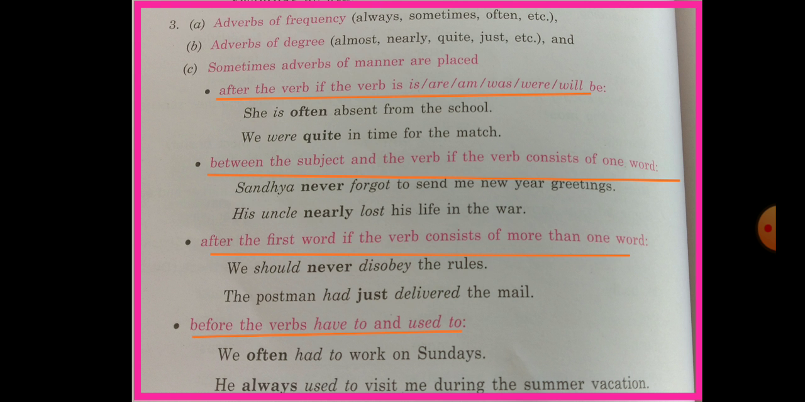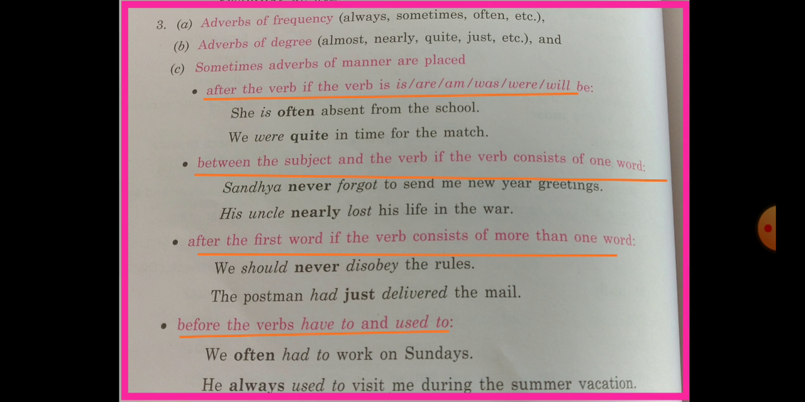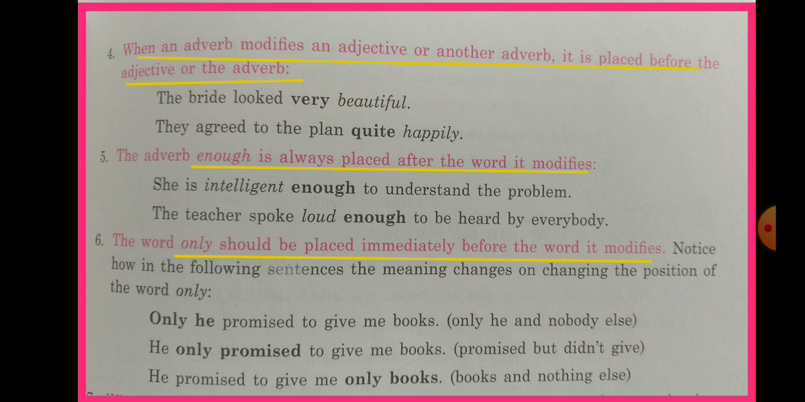After the first word, if the verb consists of more than one word, like we should never disobey the rules. Here we have the adverb after should, between should and the verb. So in such a situation we will get it between the words. Before the verbs have to and used to, like we often had to work on Sundays. In such a situation we will get an adverb before have to or before used to. Now when an adverb modifies an adjective or another adverb, it is placed before that adjective or adverb which it is modifying.